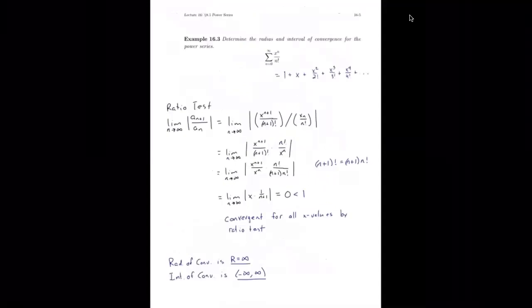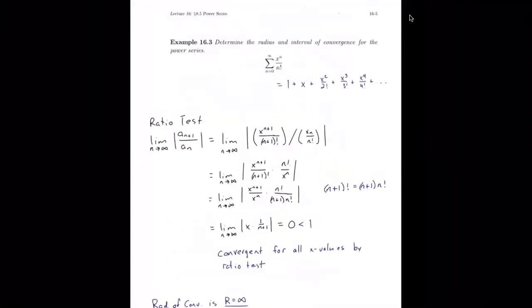So another one: determine the radius and interval of convergence for the given power series. So this will just sort of repeat itself through all of this section, just getting a lot of practice with these things. We have x to the n divided by n factorial.